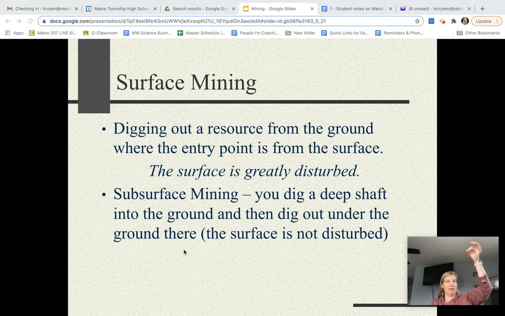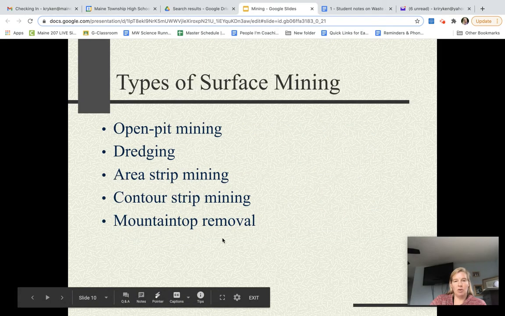Subsurface mining, you kind of dig a shaft. Think of it like you put a straw in, and then where the straw accesses deep down, then you start digging out down there. And we'll talk about subsurface mining in a later video. So we're going to talk about different types of surface mining.